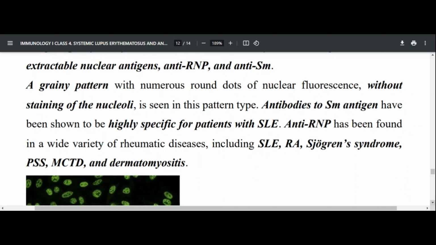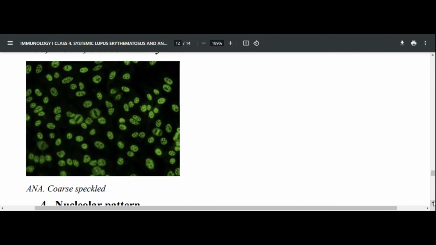So whenever I find a speckled reaction, it is not necessarily specific for systemic lupus, but it is suspected, because a speckled reaction can be associated with antibody against Smith or antibody against ribonucleoprotein, which is also found in other conditions like SLE, RA, Sjögren's, PSS, MCTD, as well as dermatomyositis. This is how we can interpret a speckled reaction.